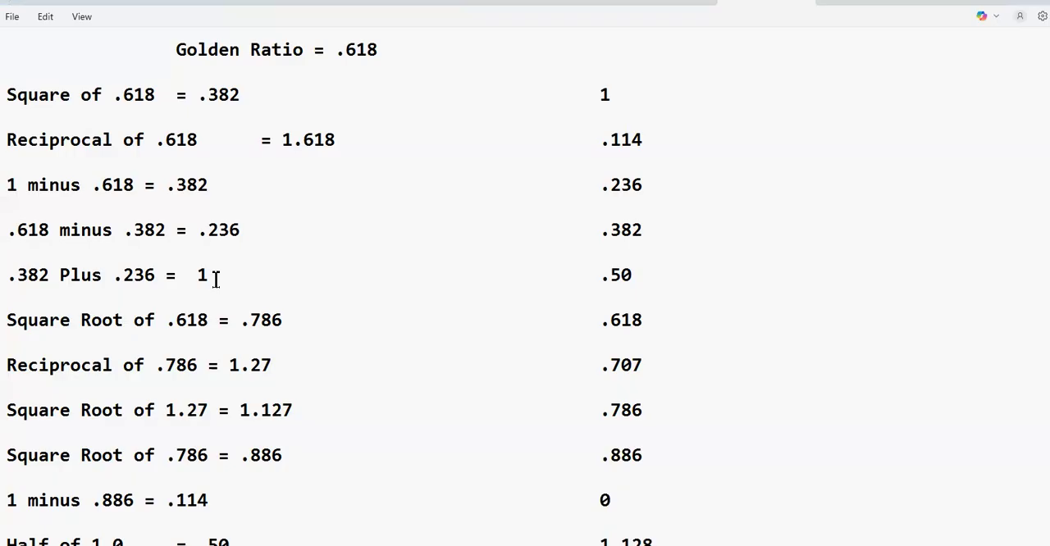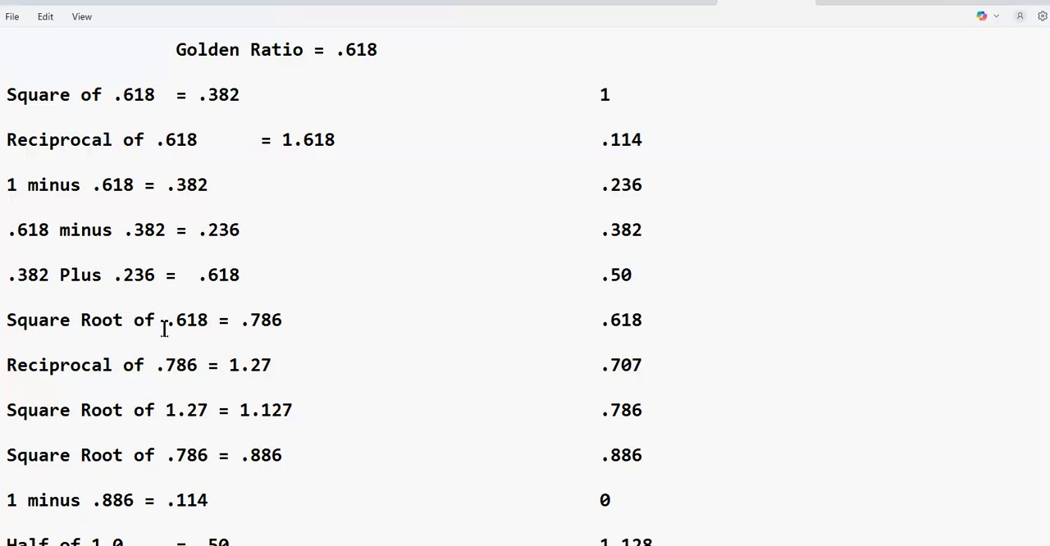No, that's kind of weird. That's not right. It's actually 0.618 probably. I wrote it down here. 0.382, let me see. 0.382 plus 0.236, so that is 0.618 actually, right? So this is 0.618. You see how they are all interrelated, right?